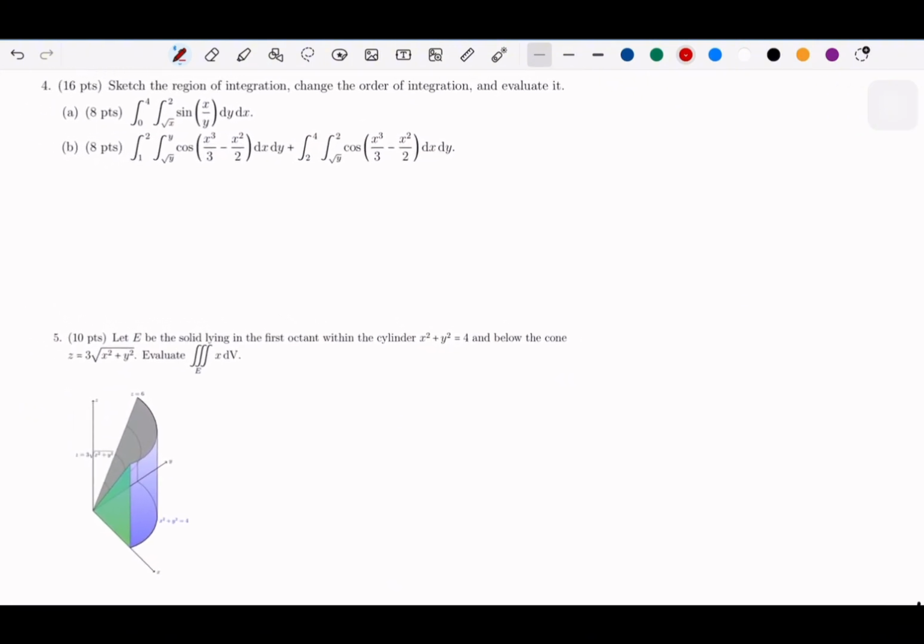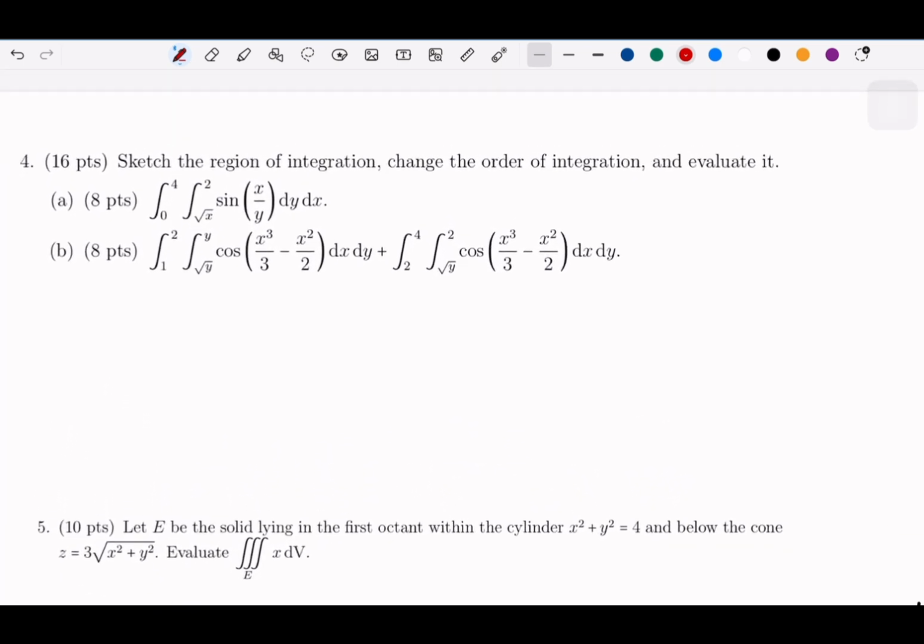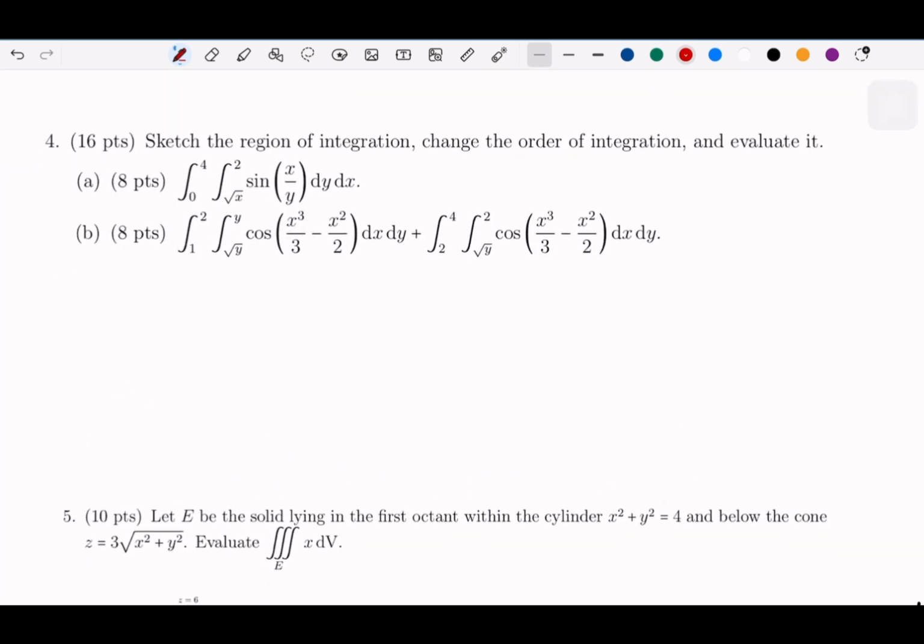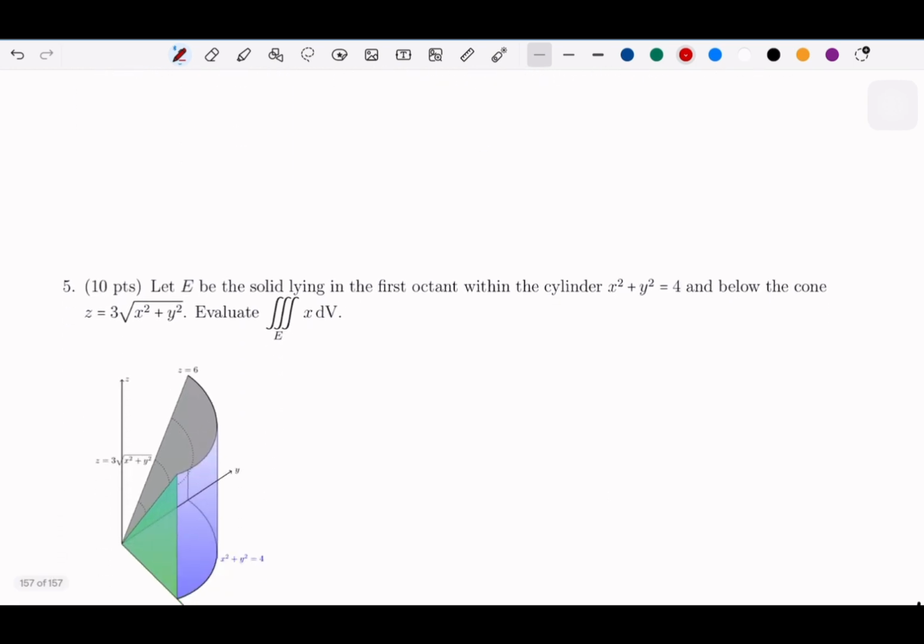Okay, maybe take the first one. The first one: sketch the region and then change the order and evaluate. It has instructions. Okay? It has instruction to change the order. So that means it could help out for the solutions as well. So let's start this. And if we have time, maybe start number 5 as well.